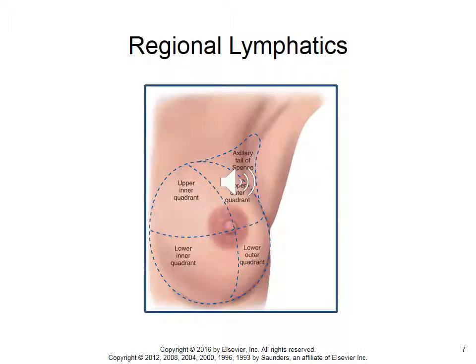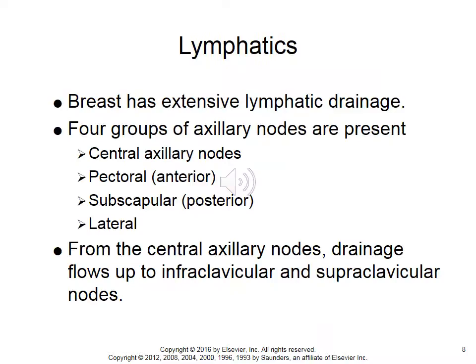So here's an image of what those imaginary lines would look like, and you can see where your upper outer quadrant extends all the way up into the axillary tail of Spence. The breast tissue has extensive lymphatic drainage. There's 4 groups of axillary nodes: the central axillary nodes, the pectoral or anterior axillary nodes, the subscapular or posterior axillary nodes, and the lateral.